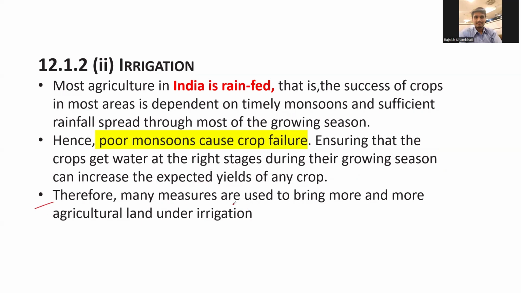Therefore, many measures are used to bring more and more agricultural land under irrigation. So what we did is, if rain does not come, no problem. We are doing this. Okay. We are bringing agricultural land under the irrigation system. Let's understand the meaning of this.